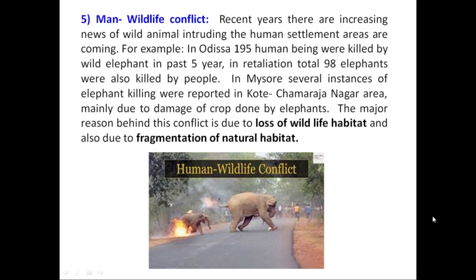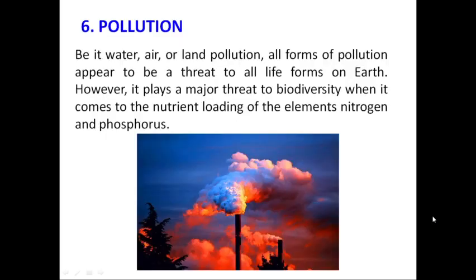In Mysore also, several instances of elephant killing were reported in Kote, Chamaraja Nagar area, mainly due to damage of crops done by the elephants. The major reason behind this conflict is due to loss of wildlife habitat and also due to the fragmentation of natural habitats. So this man and wildlife conflict is also causing the death of a number of plant and animal species. The next threat to the biodiversity is pollution, be it water, air or land pollution.